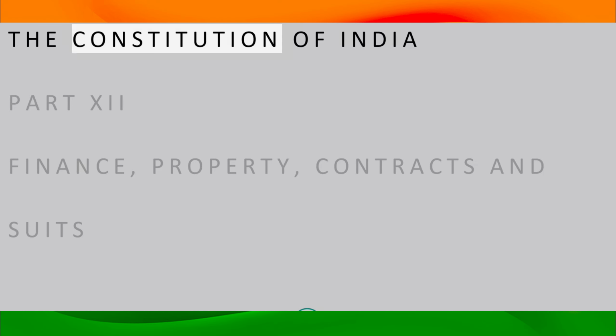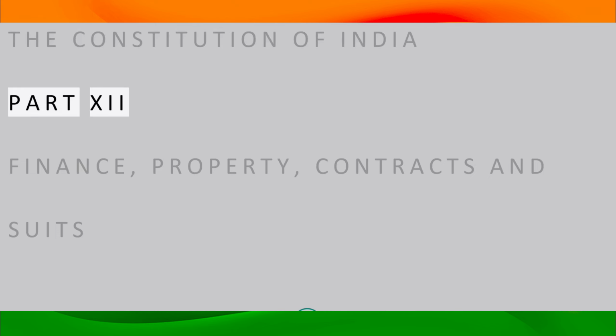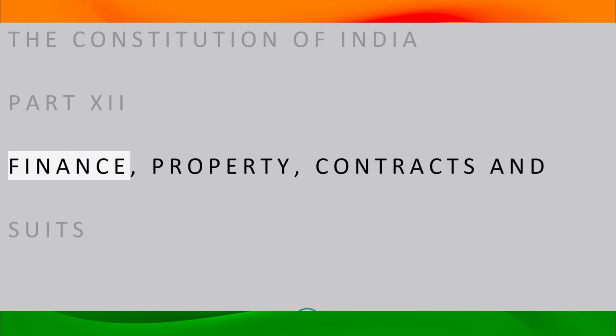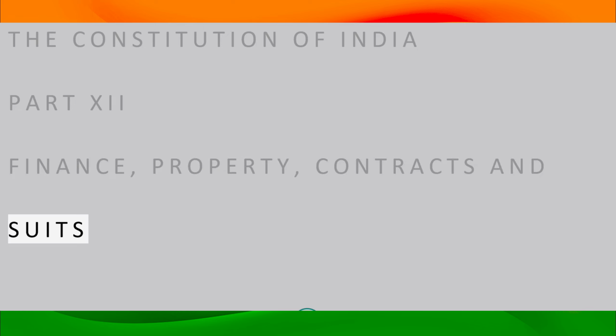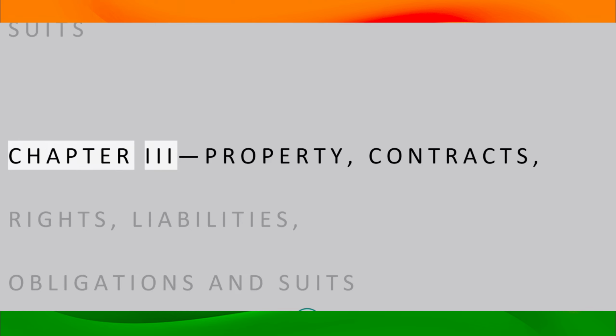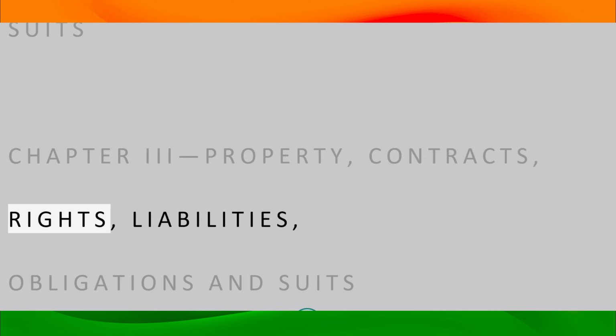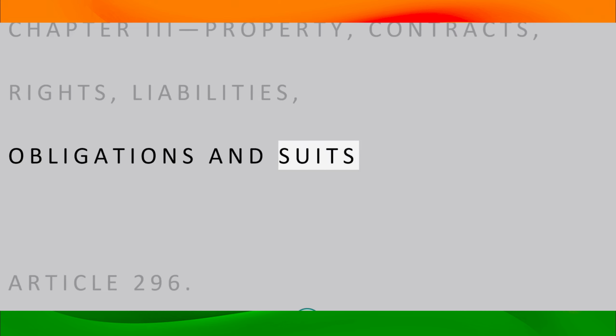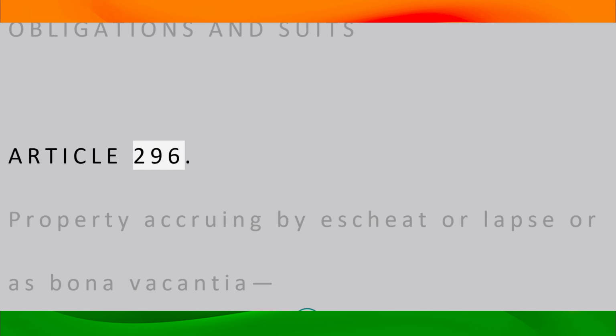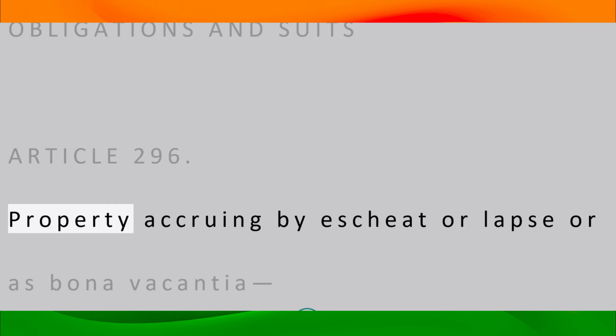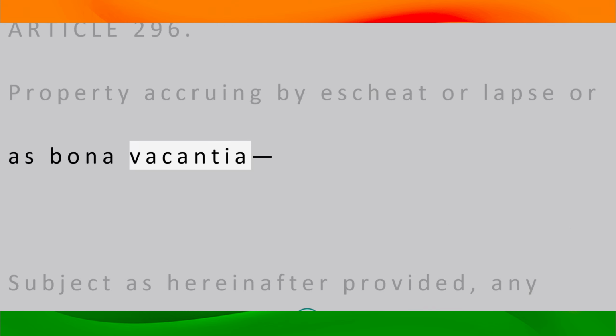The Constitution of India. Part 12. Finance, Property, Contracts and Suits. Chapter 3. Property, Contracts, Rights, Liabilities, Obligations and Suits. Article 296. Property accruing by escheat or lapse or as bona vacantia.